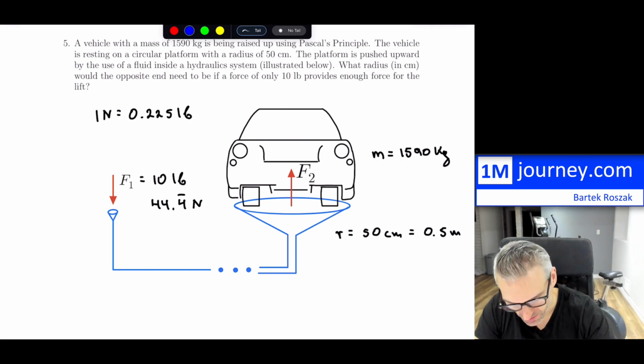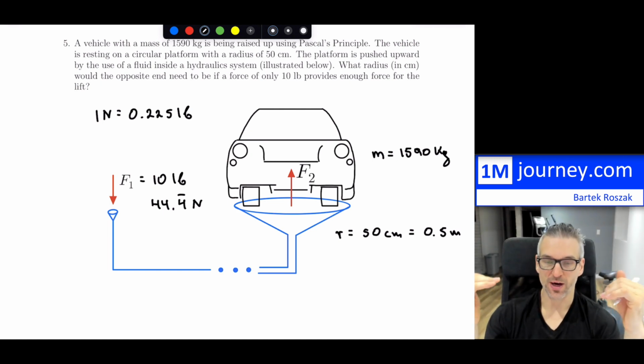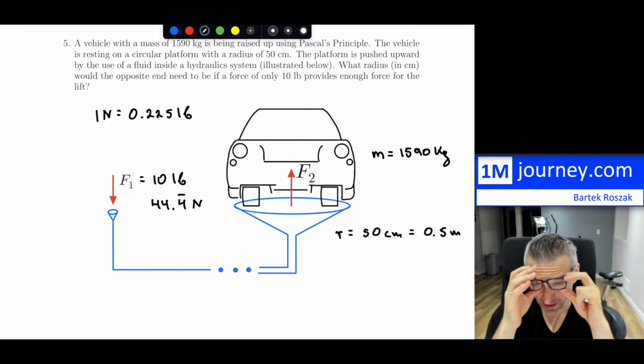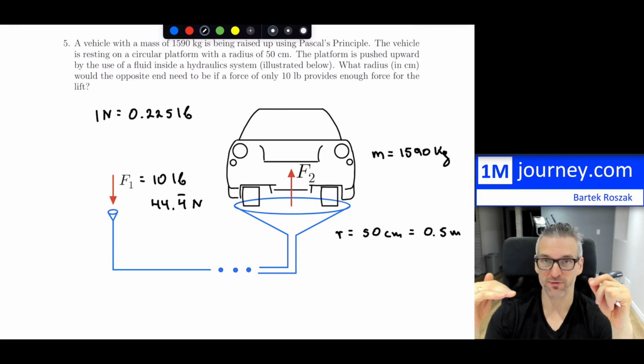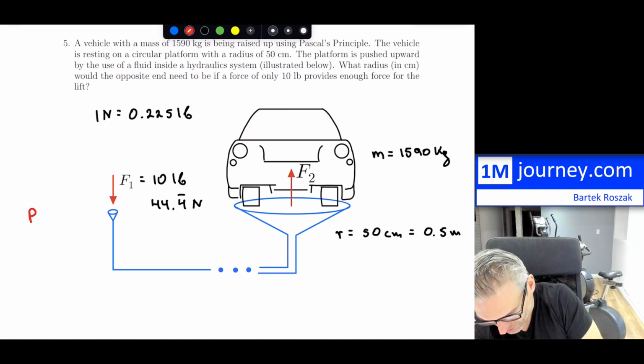Now, from Pascal's principle, because the pressure is undiminished, the change in pressure all the way through is going to be the same. So that 10 pounds over whatever the surface area is on the left-hand side is going to give us a certain amount of pressure. So here we would have pressure P1 is going to be the force F1 divided by the area.